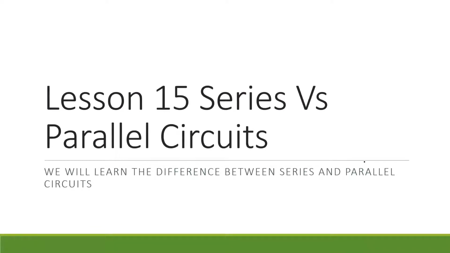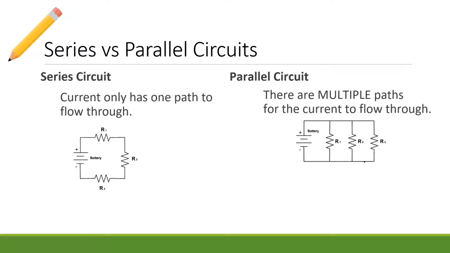So let's get started by putting up 2 different circuits. On the left, we have something called a series circuit. In a series circuit, the current only has one path to flow through. It can go up through this resistor, through this resistor, through this resistor, and back. It only has one path.